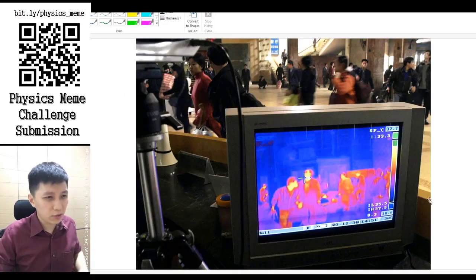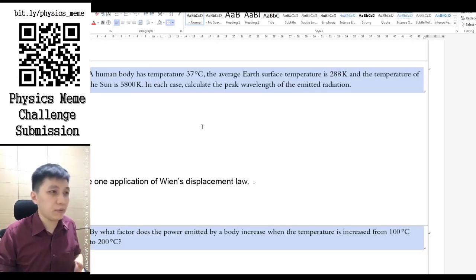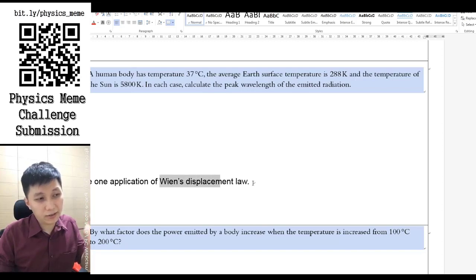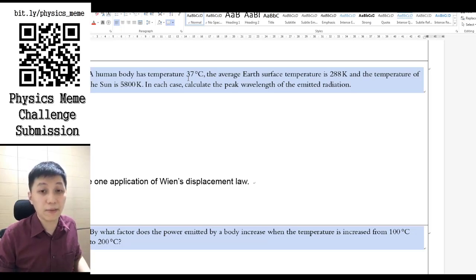Lastly, back to humans. So why do we emit infrared then? The answer is simple. What you have to do is simply try to apply the Wien's Displacement Law on a human body temperature, that is 37 degrees Celsius. So let me show you how to do it.